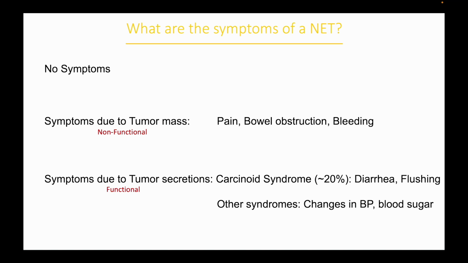That's what we sometimes refer to as non-functional tumors. This is another term that you sometimes hear. And you have a group of people who will come in because their tumor is quote-unquote functional, and that means that it's making hormones, and that these are causing what are called the carcinoid syndrome or some other syndrome. Carcinoid syndrome is one of the most common syndromes associated with neuroendocrine tumors, and causes diarrhea and flushing.